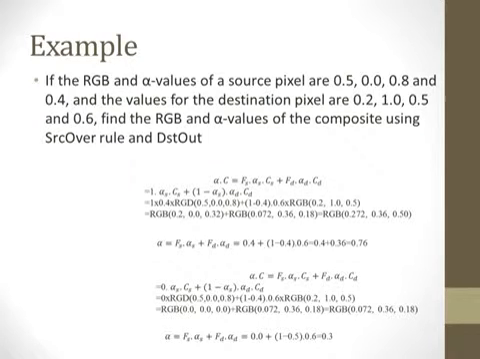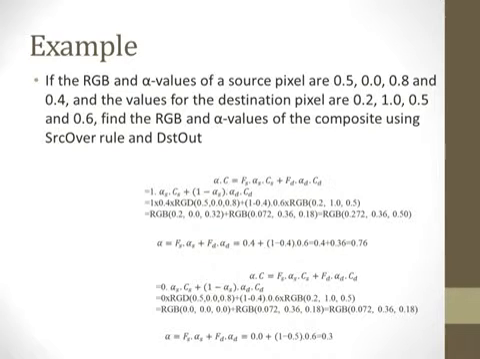In this example, we want to calculate the alpha value and the color value at a certain given rule. If the RGB and alpha values of a source pixel are 0.5, 0.0, 0.8 and 0.4 respectively, and the values for the destination pixel are 0.2, 1.0, 0.5 and 0.6 respectively, find the RGB and alpha value of the composite using the source over rule and destination out.